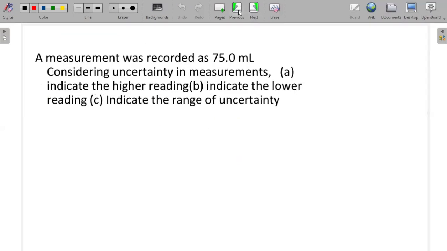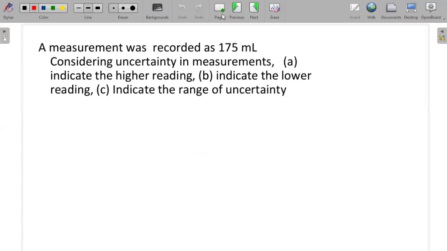And now we can move to this type of question, where we're finding the higher reading, the lower reading, and also the range. All right, let's do this one. They're saying a measurement was recorded as 175 milliliters. Considering uncertainty in measurement: A, indicate the higher reading. B, indicate the lower reading. C, indicate the range of uncertainty.